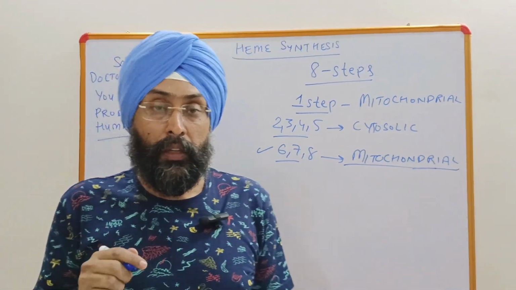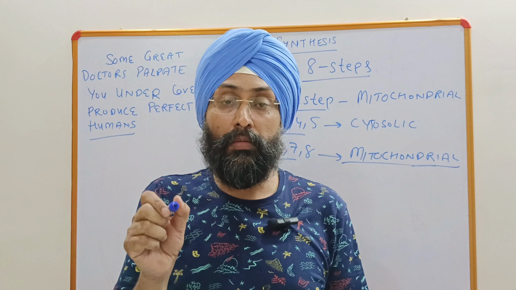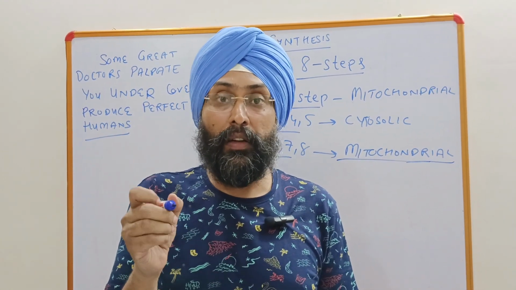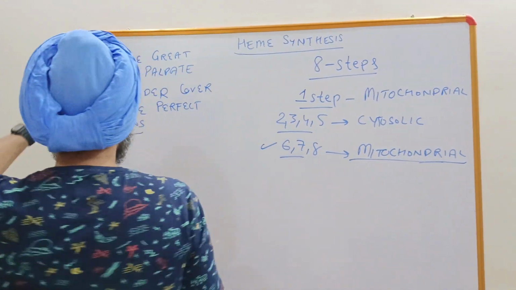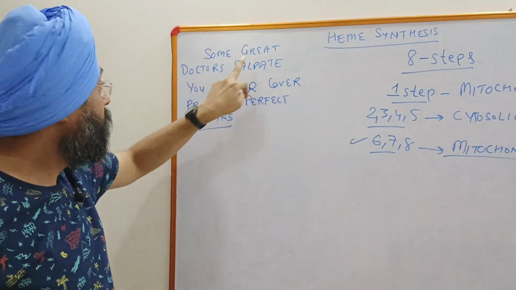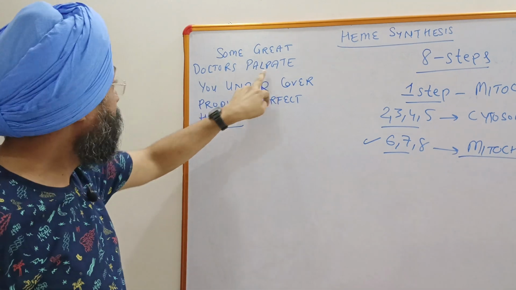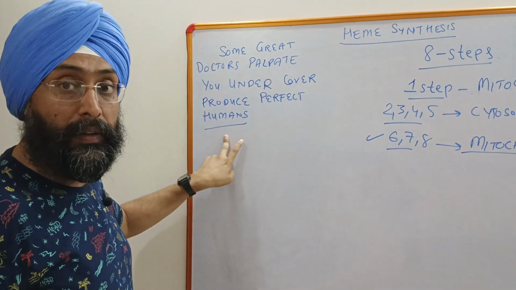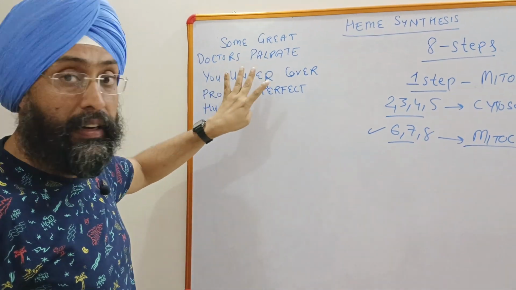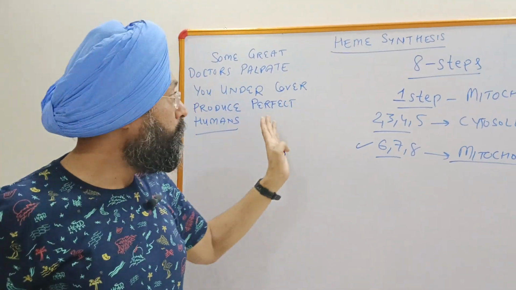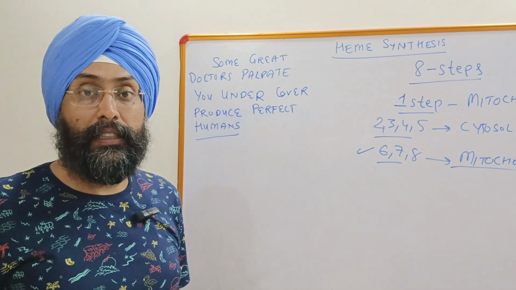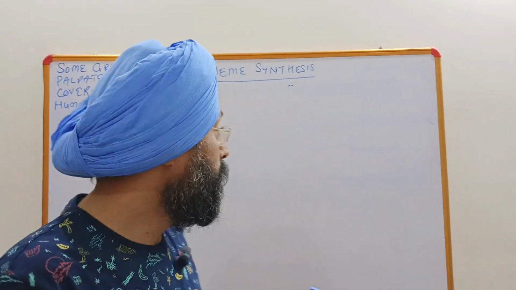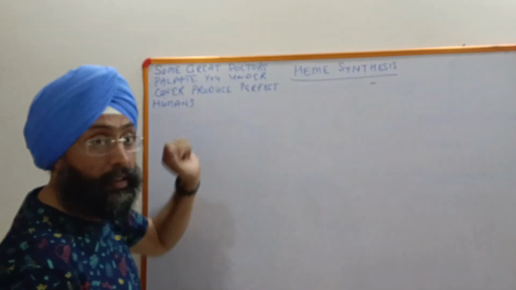Right, now it is very difficult to remember the steps. So there is a mnemonic for that. You can remember it, and you can remember the steps. Right. So the mnemonic is: some great doctors palpate you undercover to produce perfect humans, right? So I will write down the steps later under this mnemonic to remember the steps. Now we'll start with the steps proper, right? So the mnemonic is some great doctors, right?